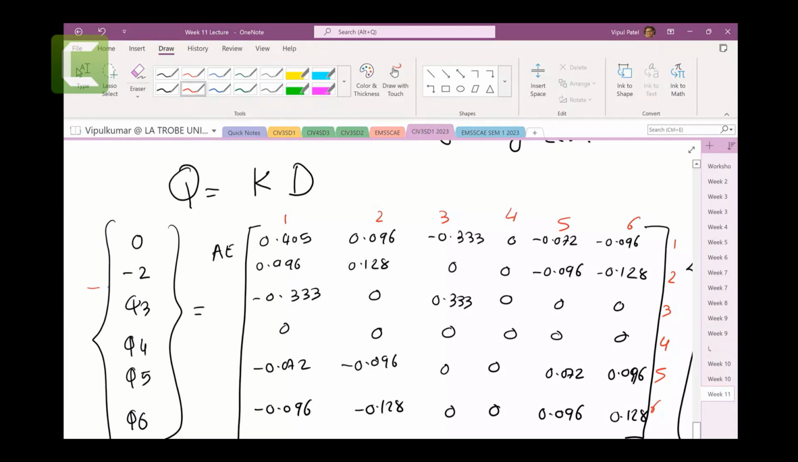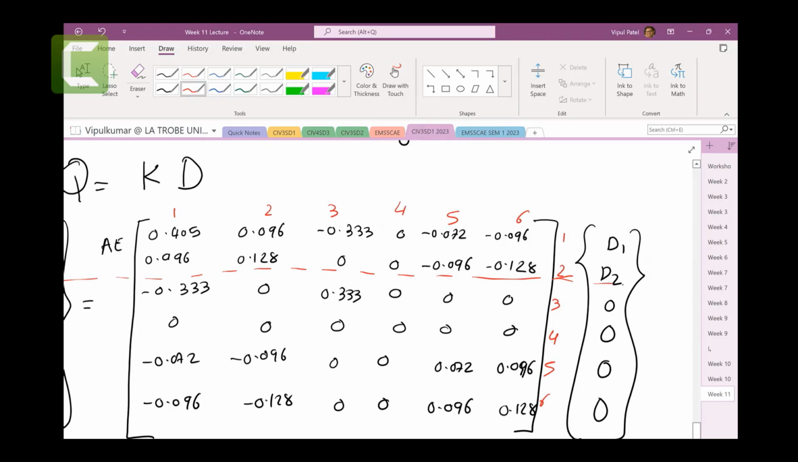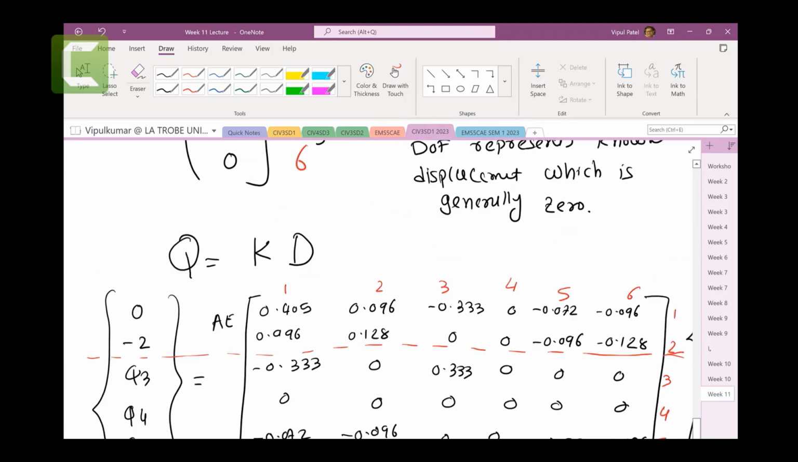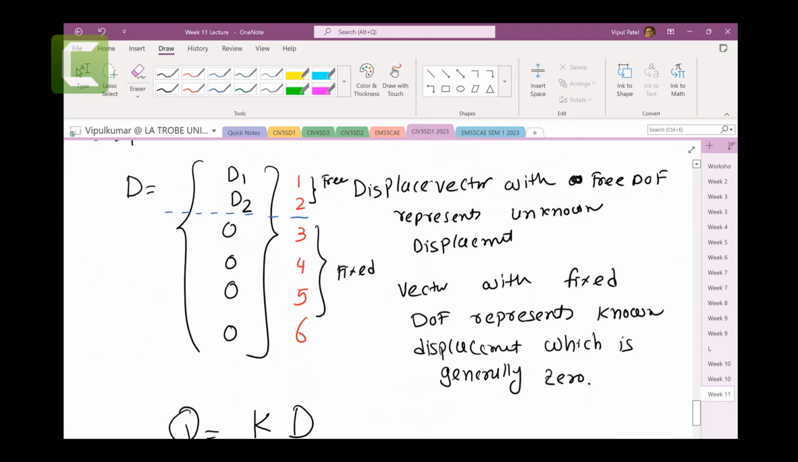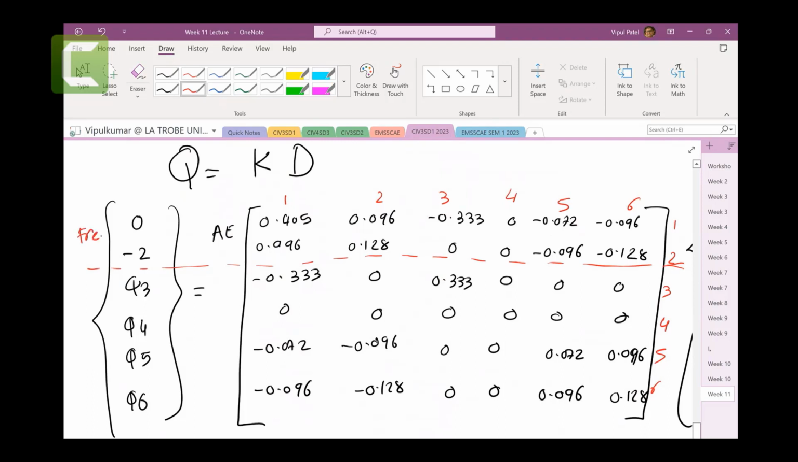Now you can do the partitions, like draw the line across from 2. Right? You can see that 2 is coming from this free and fixed. So this is your free and this is your fixed. And again, you can draw the line from 2.